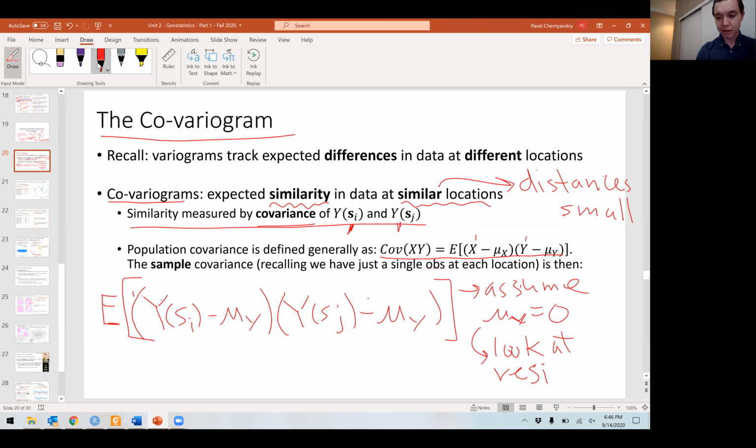And if you remember some facts about the residuals, the mean is equal to 0. So if the mean is equal to 0, then what you have is sort of just the expected cross product of observations.